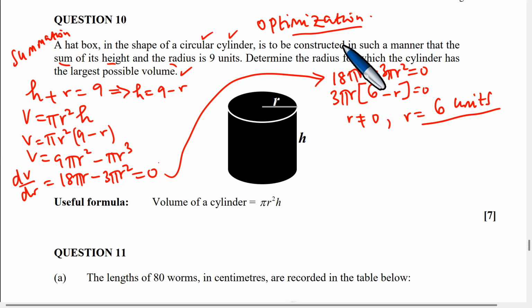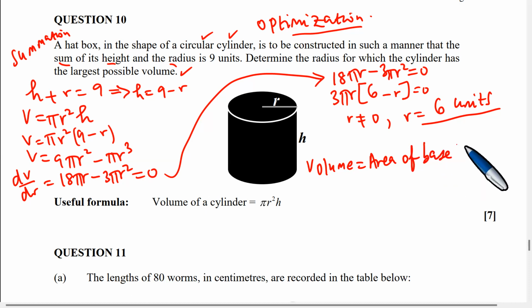Okay, so what was the question? Determine the radius for which the cylinder has the largest possible volume. So we are finding the volume of a cylinder. What is the formula for the volume of a cylinder? It is volume equals pi r squared h. How is this formula determined? Okay, folks, we need to learn that the volume of anything, literally anything under the sun, is the area of base.